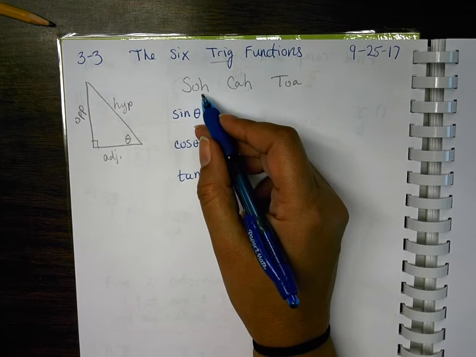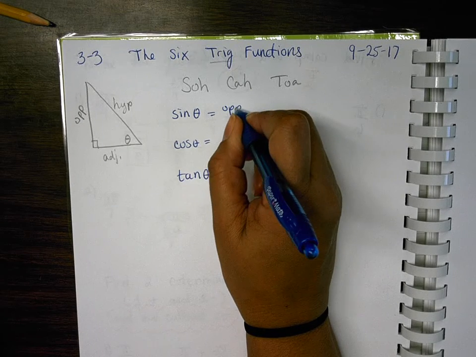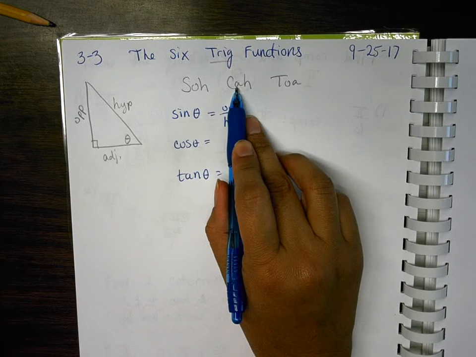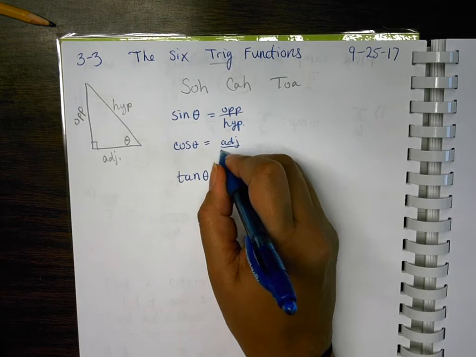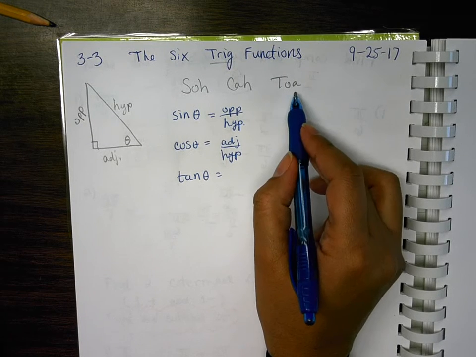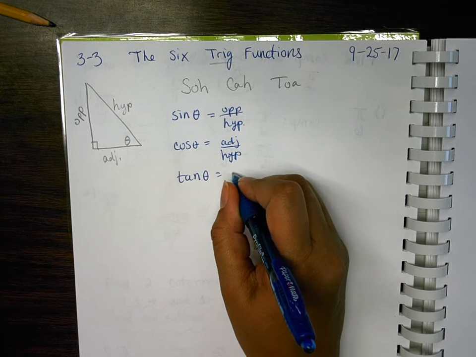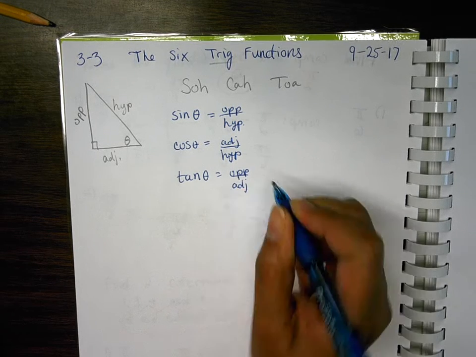So instead of old, which it can be, it stands for what? Opposite over hypotenuse. And cosine, A stands for what? Adjacent over, and still the hypotenuse. And TOA, the tangent, stands for what? Opposite over adjacent.